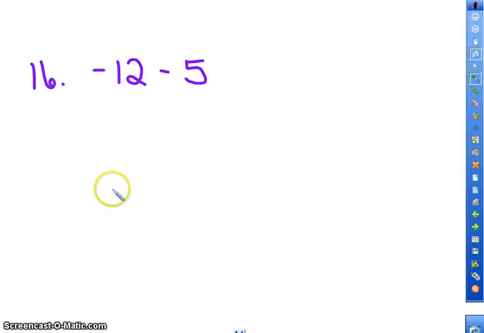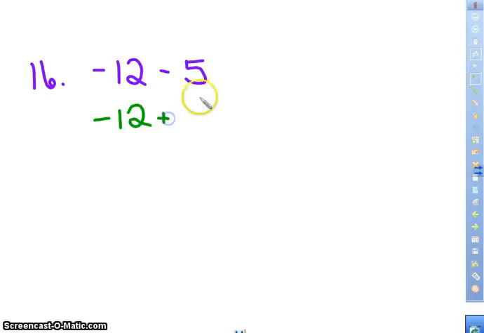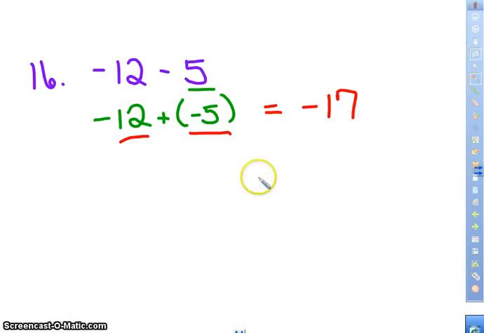I have another subtraction problem, so remember we're going to change it to adding the opposite. So the first number stays the same. Subtraction to addition. Opposite of 5 is negative 5. Okay, now my signs are the same, so it's going to stay negative. And since they're the same, I'm going to add. So 12 plus 5 is 17. My answer is negative 17.